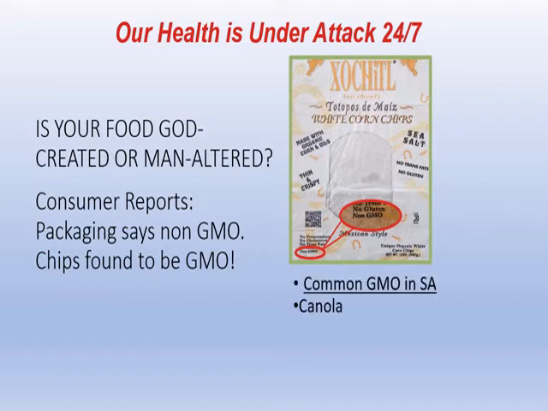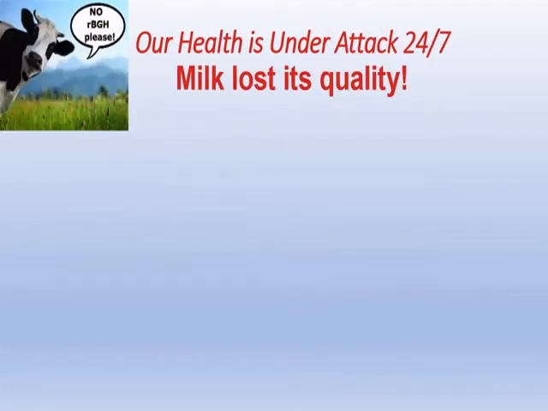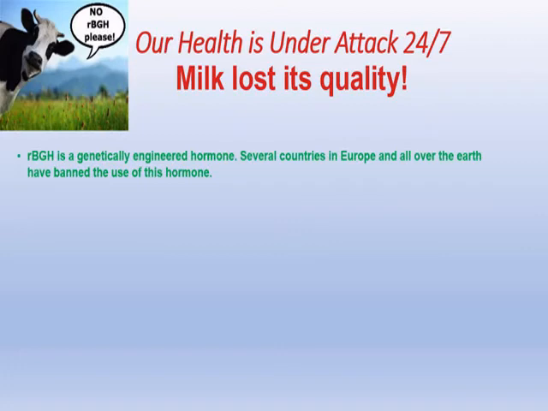Common GMO in South Africa is canola, corn, cottonseed, soy. What about milk? Another problem in South Africa: our milk has lost its quality because of a hormone which is a recombinant bovine growth hormone. In South Africa they give it another name, but it's the same thing. It's a genetically engineered hormone.